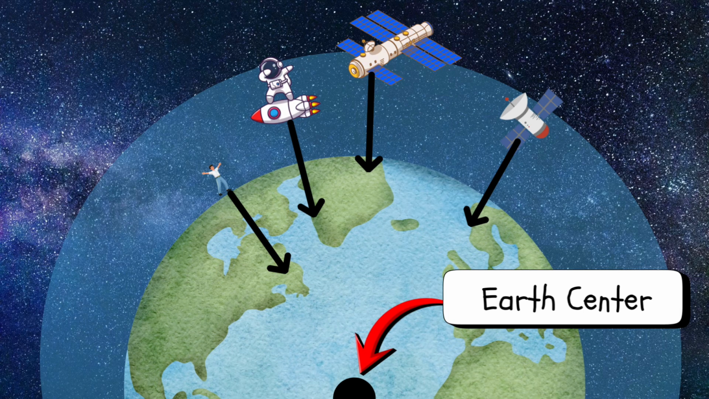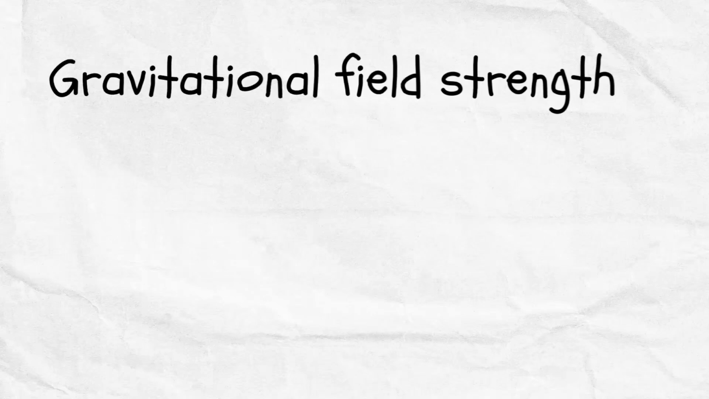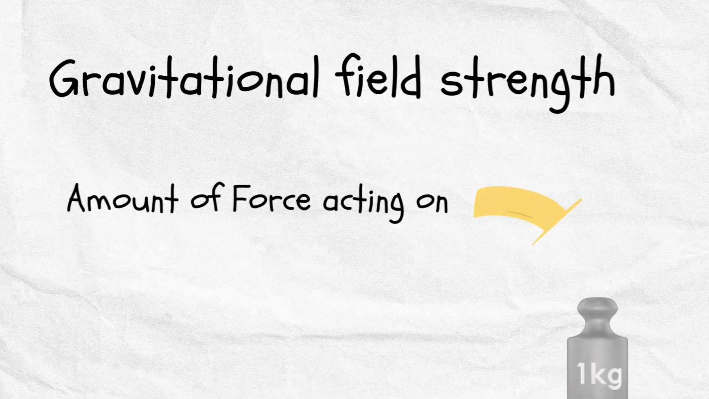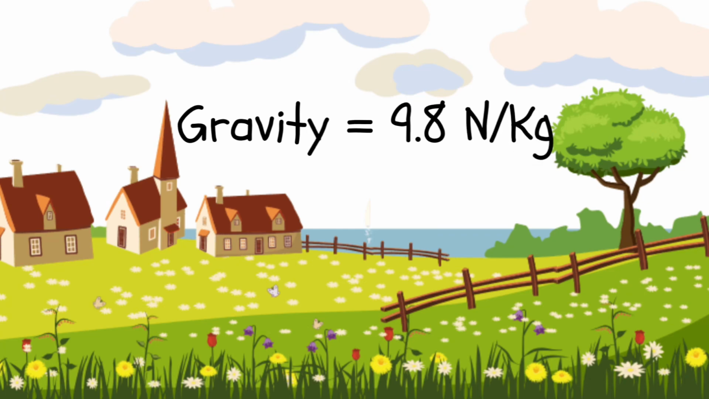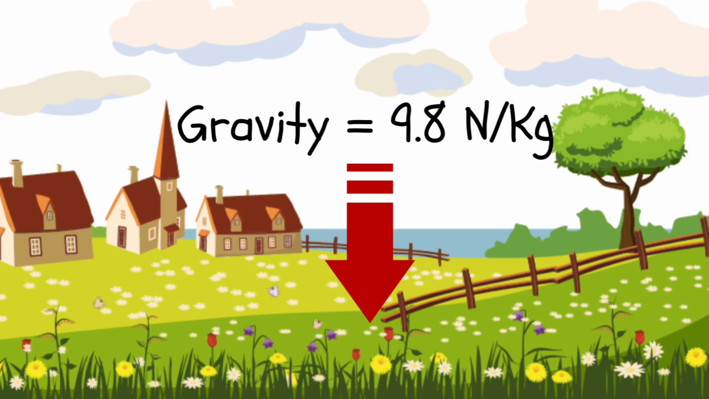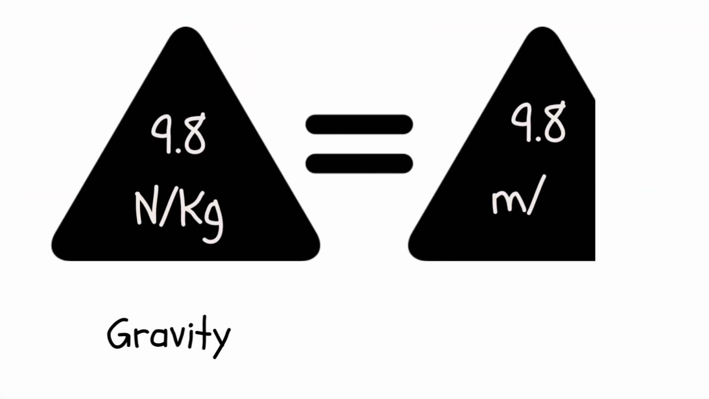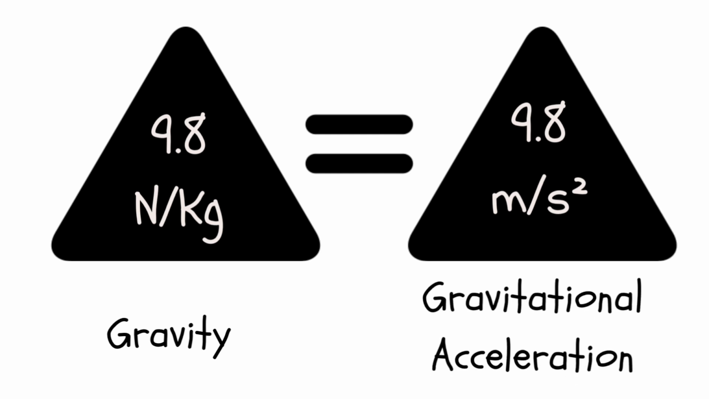We measure gravity using gravitational field strength, which is the amount of force acting per kilogram of mass. On Earth's surface, this value is about 9.8 newtons per kilogram downward. That means every kilogram of mass experiences 9.8 newtons of force pulling it toward Earth. This is the same number you've seen as the acceleration due to gravity, 9.8 meters per second squared. The units N/kg and m/s² are equivalent in this context.